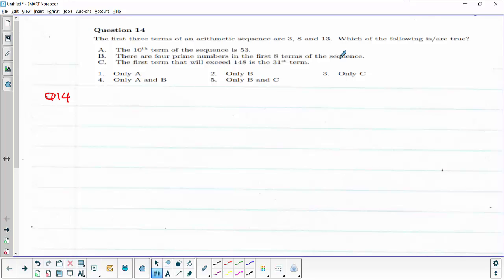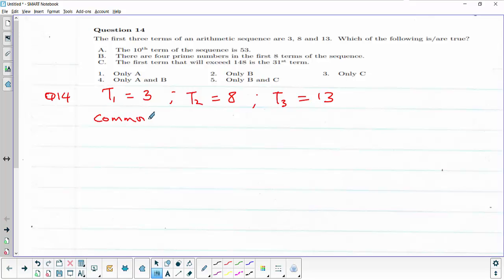A, the 10th term of the sequence is 53. So let us try to ascertain it. Firstly, let us list whatever we have. We have term 1, which is T1, equal to 3, and term 2, which is T2, equal to 8, and term 3, which is T3, equal to 13. So we have been told that it is an arithmetic sequence, which means we need a common difference.